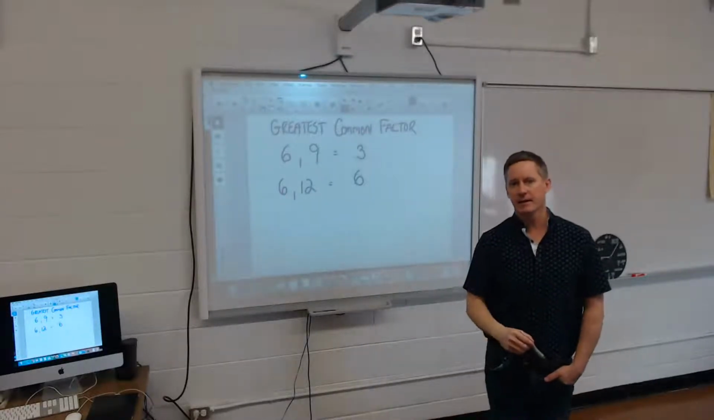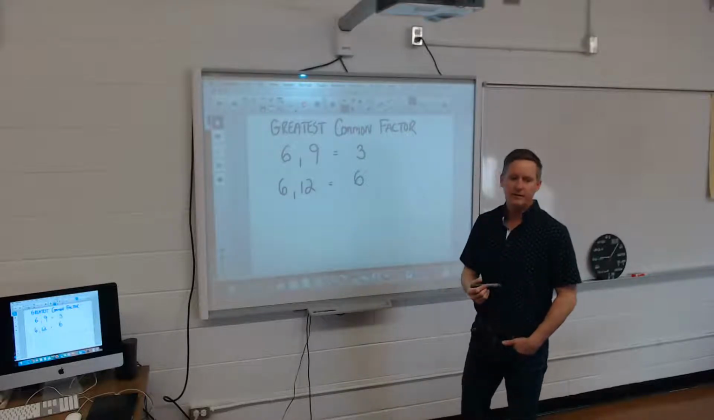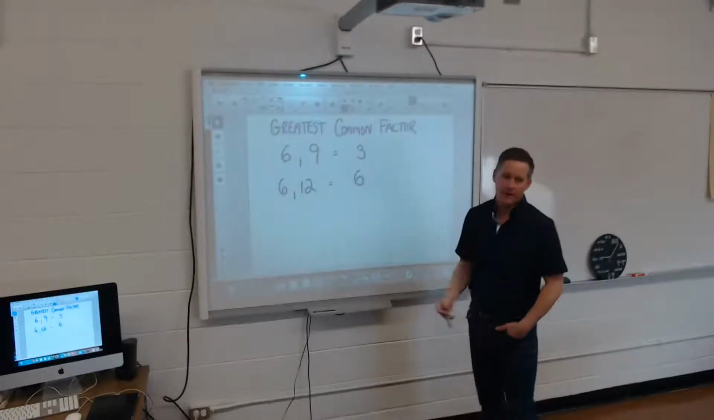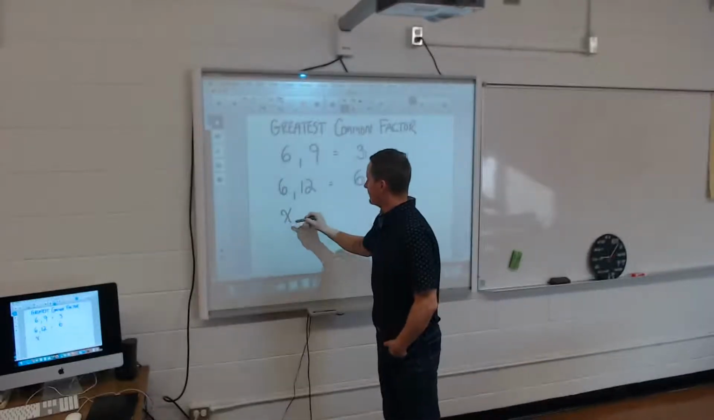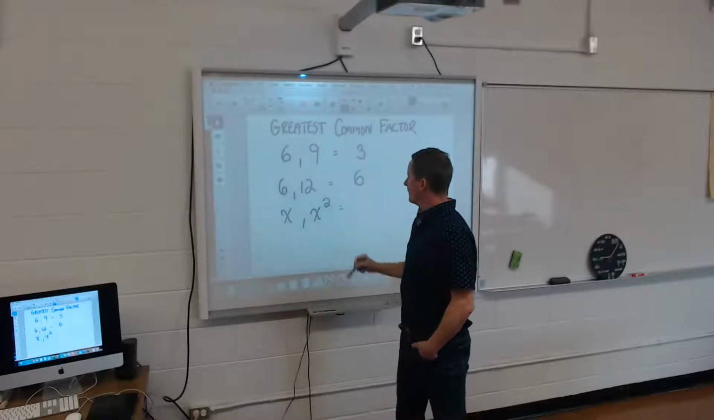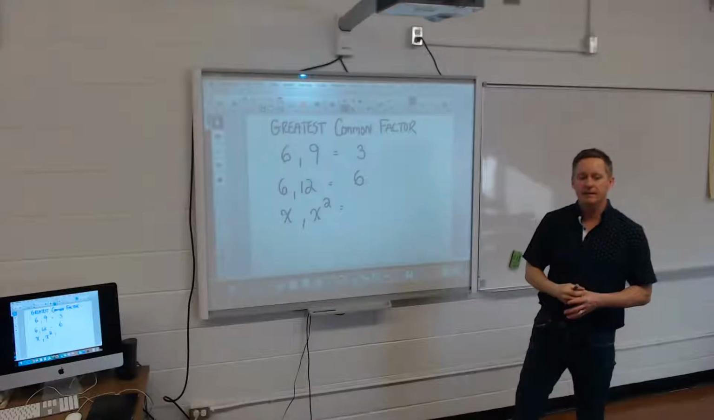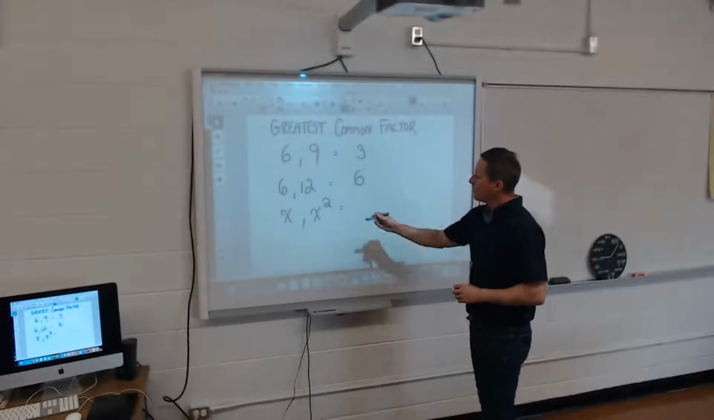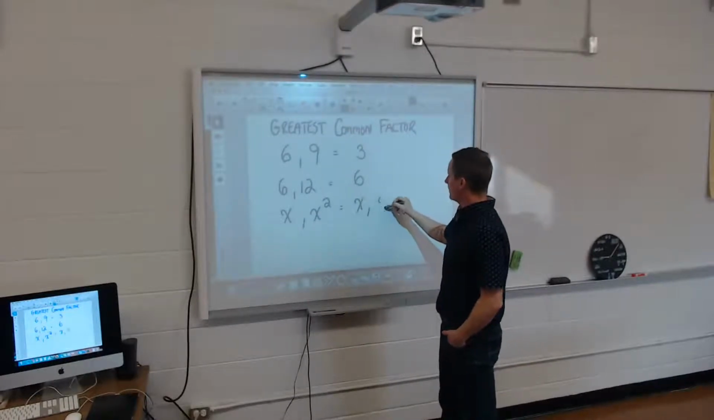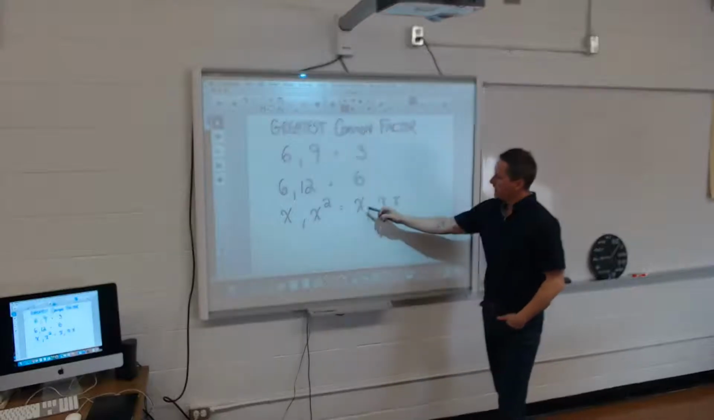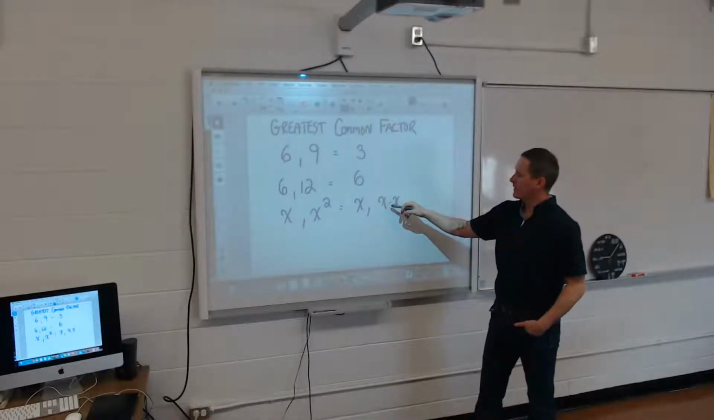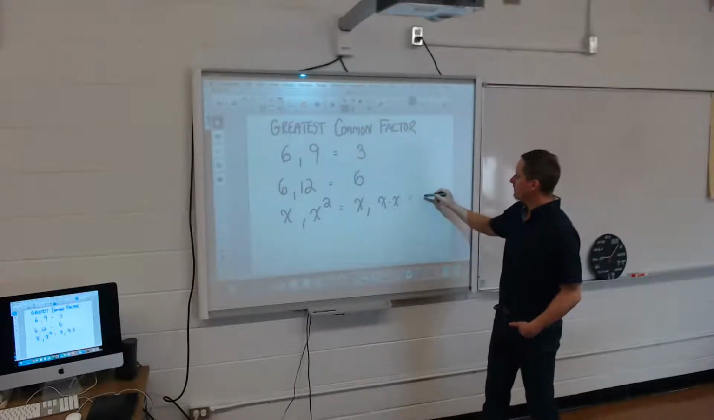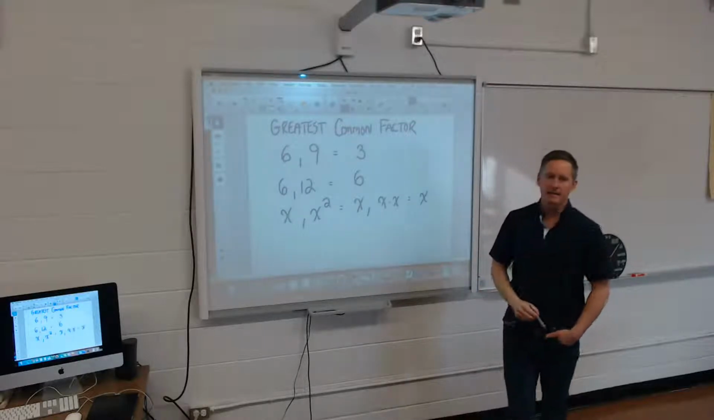6 divides evenly into 6 one time. 6 divides into 12 evenly twice. Okay, so it's pretty straightforward when I'm using numbers. Where we tend to have a little bit of difficulty is something like this. All right, what's the largest value that I can divide evenly into x and x squared? Well, if I multiply x squared out, it's x times x. And I can recognize that if I take x and I multiply it by another x, I'm going to get x squared. So realistically, the greatest common factor for both of these guys is x.